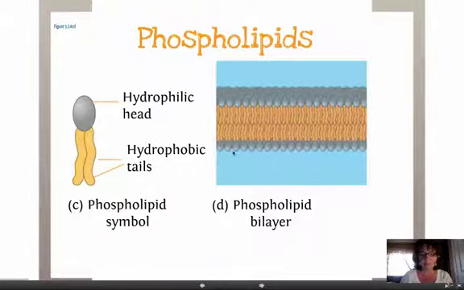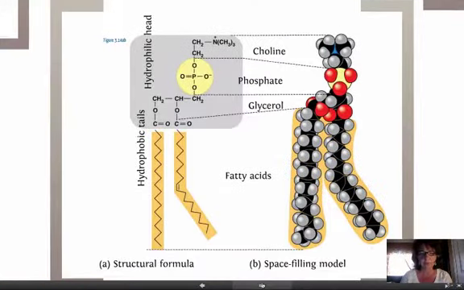They can self-assemble into micelles and also bilayers, where they try to have those fatty acid tails that hate water hanging out by themselves together. And this hydrophilic head group that's going to have phosphates in it hanging out and being willing to touch water. So let's go look at that a little closer.